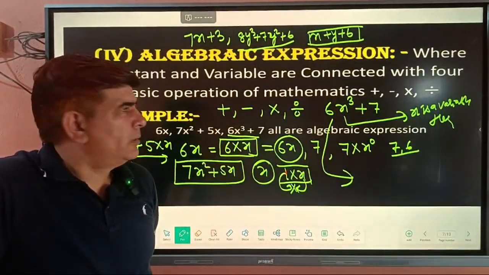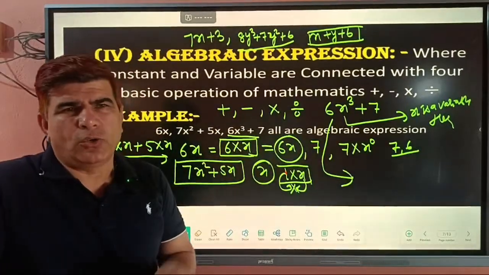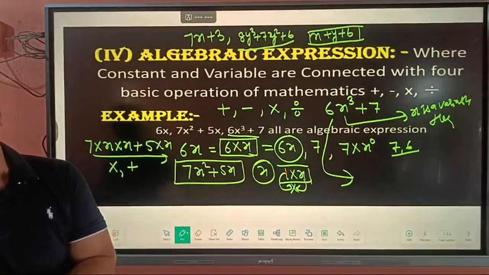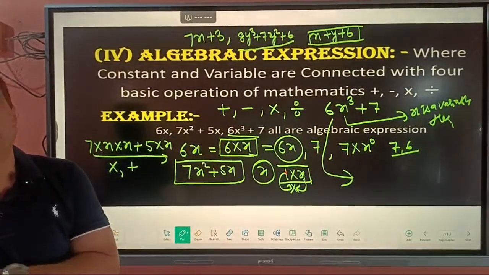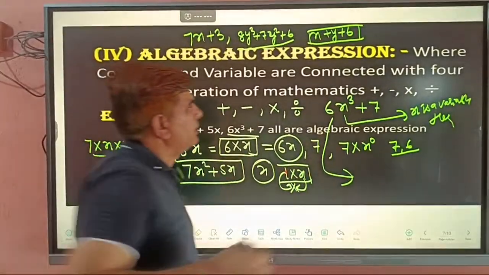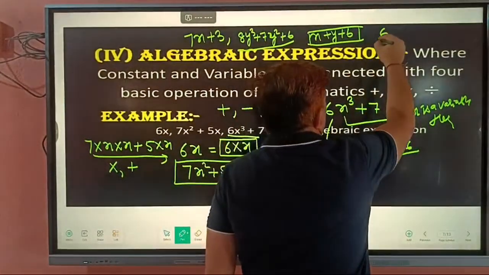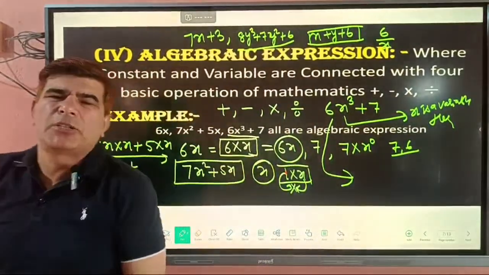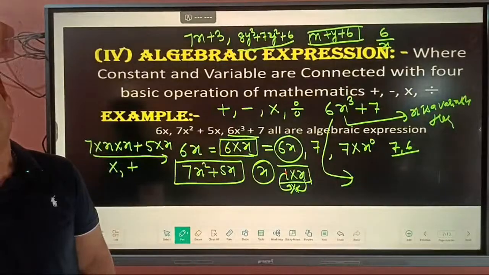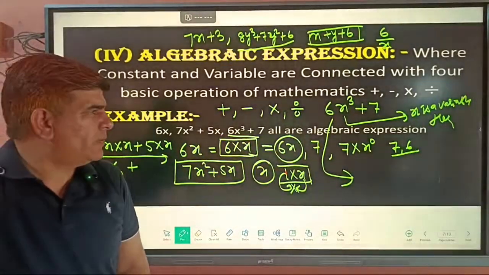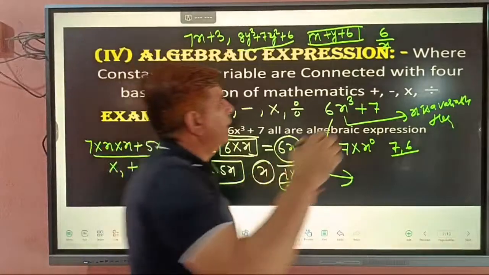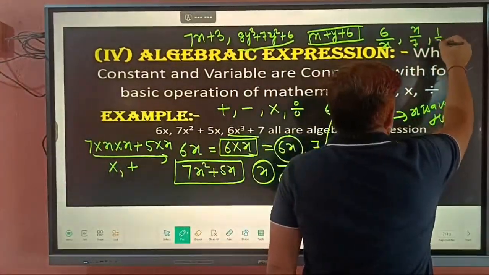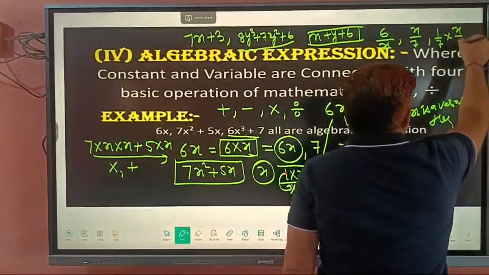Understood? Anywhere constant and variable are connected with each other with the four basic operations of mathematics, then easily we can say this is an algebraic expression. So 6 by x is an algebraic expression, definitely. x by 7, definitely an algebraic expression. 1 by 7 into x by 1.